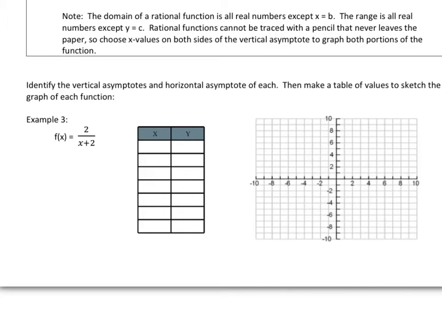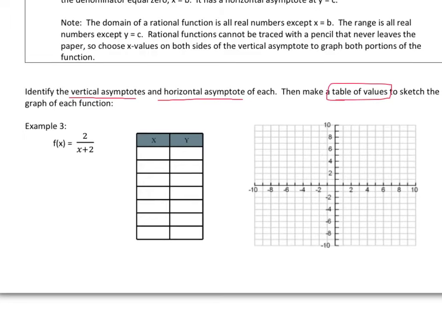Lesson 9.1, Video 4. So let's graph this rational function with the information we've just talked about. It says first to identify the vertical asymptote and the horizontal asymptote of each, then make a table of values to sketch the graph.